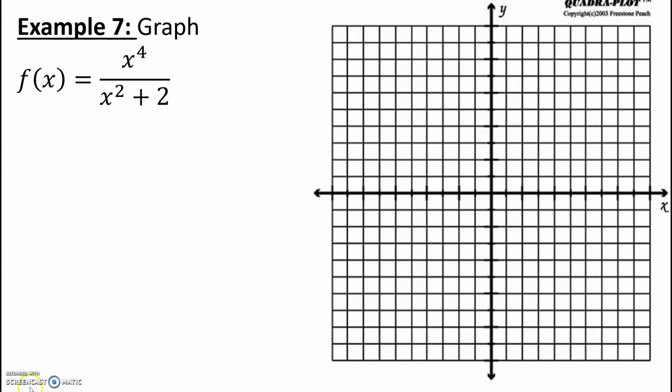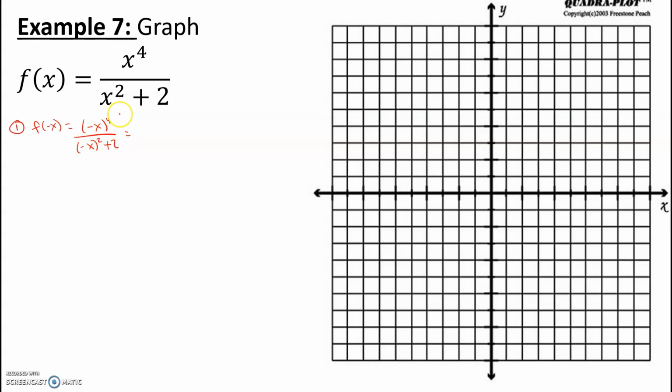All right, picking up on example 7, we're going to do the same thing. We're still going to use the same 7 steps. So step 1, let's find out if there's any symmetry. All right, plug in negative x. So we have negative x to the 4th over negative x squared plus 2.